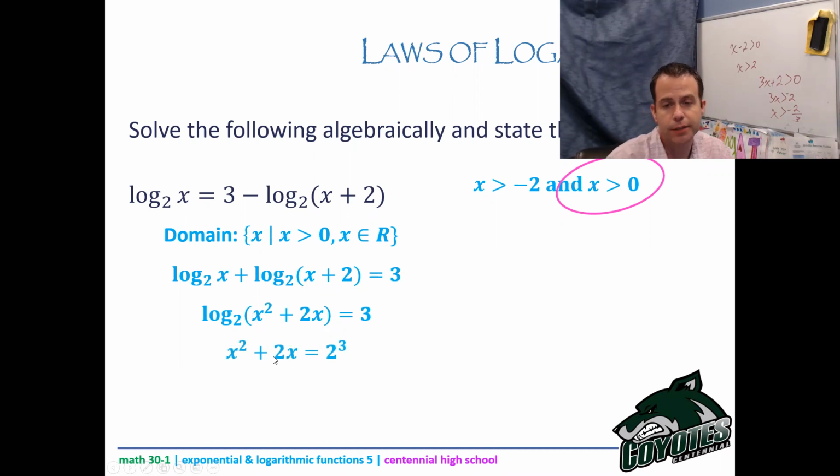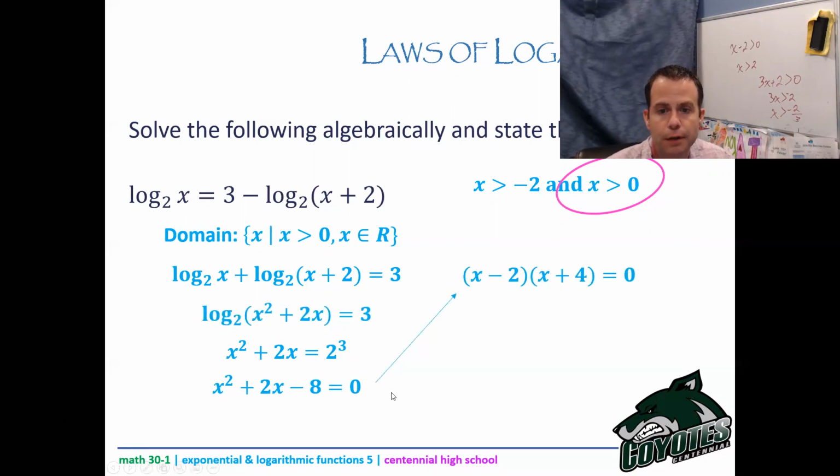Well, now I just got a cute little quadratic. 2 to the 3 is 8. I'll bring my 8 over to the other side so that it equals 0, and I'll try and factor it. Two numbers that multiply together to give you -8 and add together to give you 2 are -2 and 4. So that means x equals 2 and x equals -4. Now, if I go back to my restrictions, x has to be greater than 0, which means I can't have the -4. So my final answer is x equals 2.